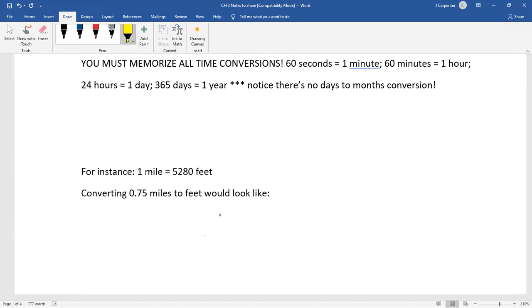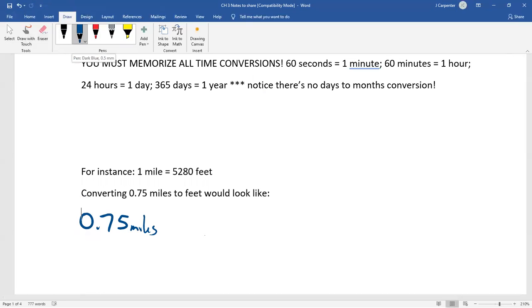Let's say you went 0.75 miles. Maybe the distance from your house to the grocery store is 0.75 miles because you're right around the corner practically. And I go, well, how many feet would that be? So to convert 0.75 miles to feet, sure, you could do it as a proportion. I'm not going to show you that first, let's do it this way. You start with your highlighter. You start with your 0.75 miles.